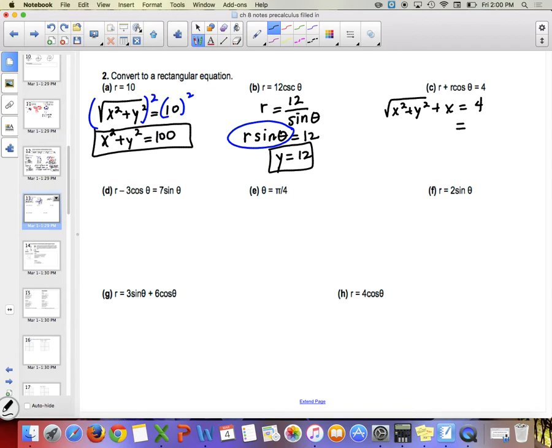Okay, what do you think I would do to solve for y? Yeah, subtract the x over. We did this in Algebra 2 last year. Okay, we have to isolate the square root. So then we square both sides. So then we get x squared plus y squared equals 16 minus 8x plus x squared when we FOIL that out.